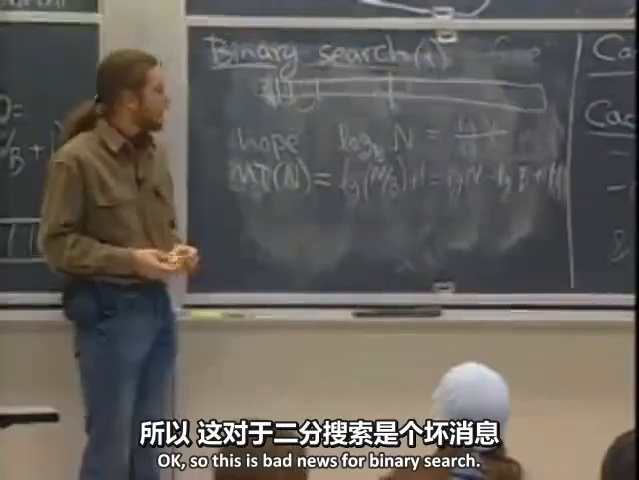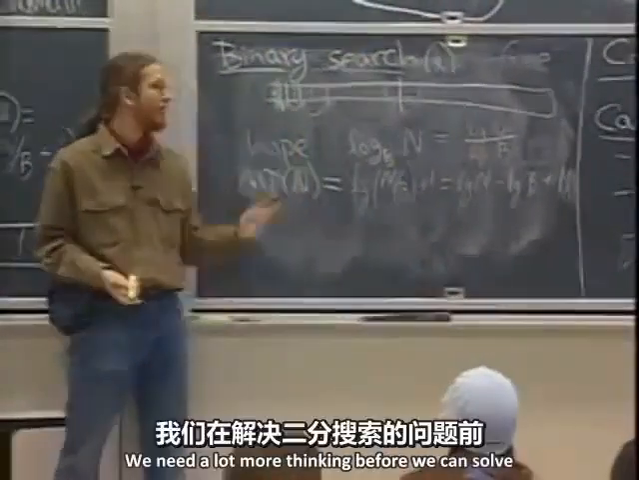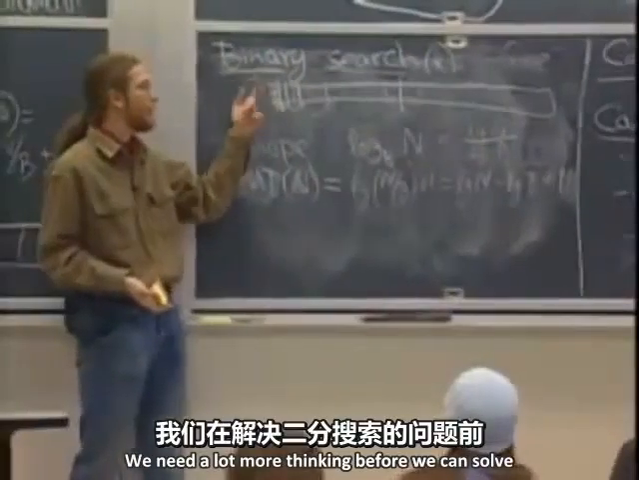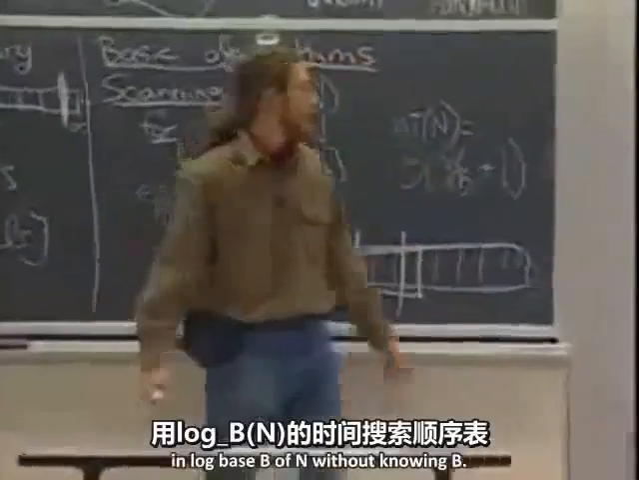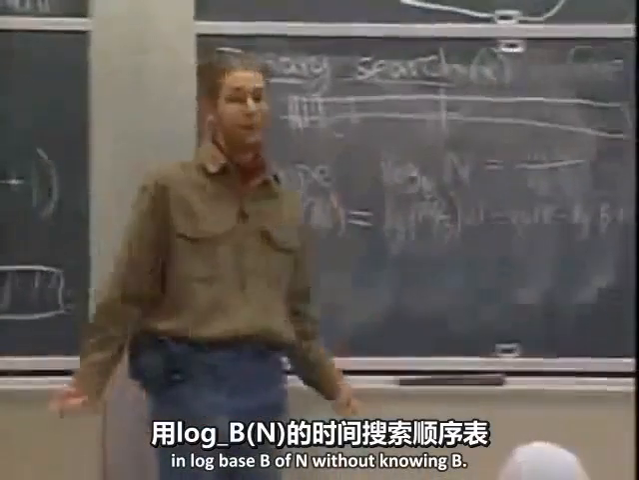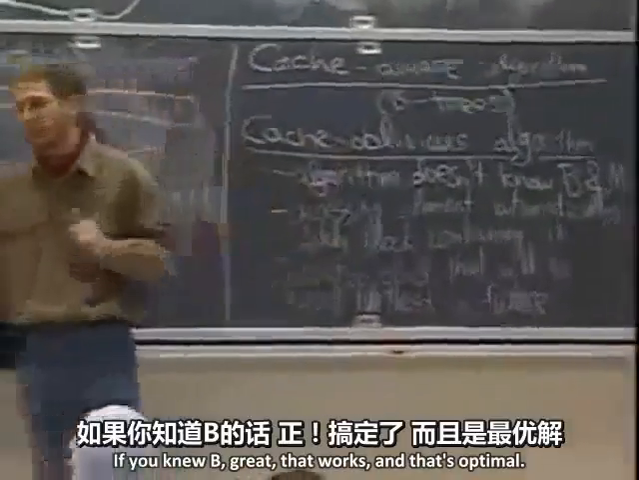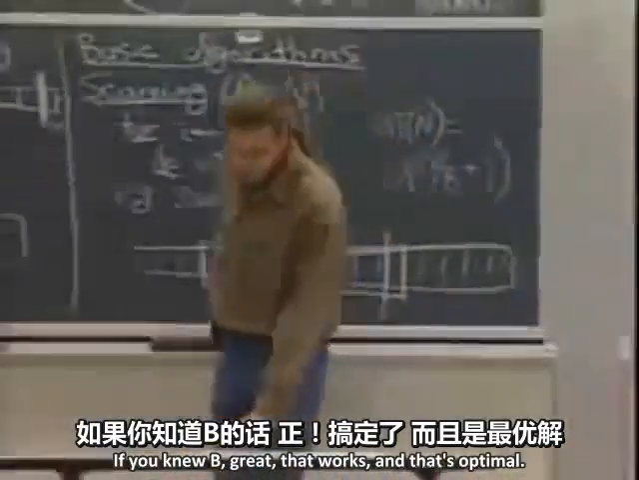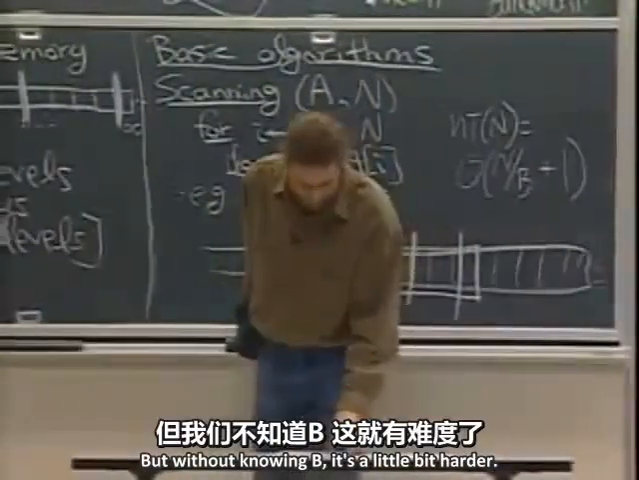Okay, so this is bad news for binary search. So not all of the algorithms we've seen are going to work well in this model. We need a lot more thinking before we can solve what is essentially the binary search problem, finding an element in a sorted list in log base B of n without knowing B. Okay, we know we could use B trees. If you knew B, great, that works. And that's optimal. But without knowing B, it's a little bit harder.